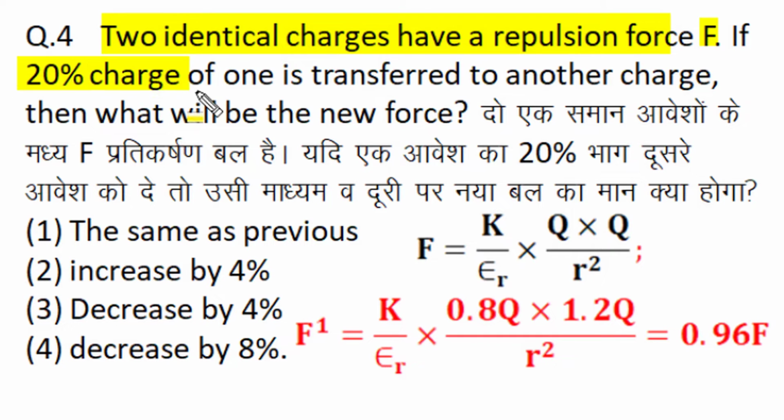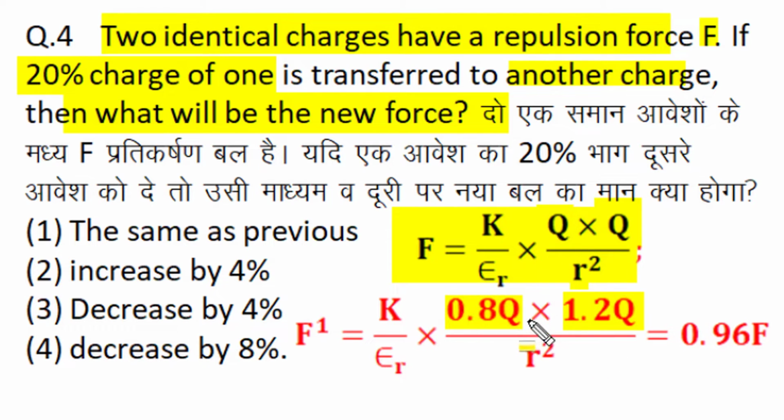Now if 20% charge of one body gets transferred to another body, then what will be the new force? So let the previous charge on each be capital Q, and at a small r distance the electric force is given by this expression. When 20% of it is reduced and given to the other charge, the new charges will become 0.8Q and 1.2Q, and the new force will become 0.96 times the previous force. So the force gets reduced by 4%. So this is the right choice, the third.